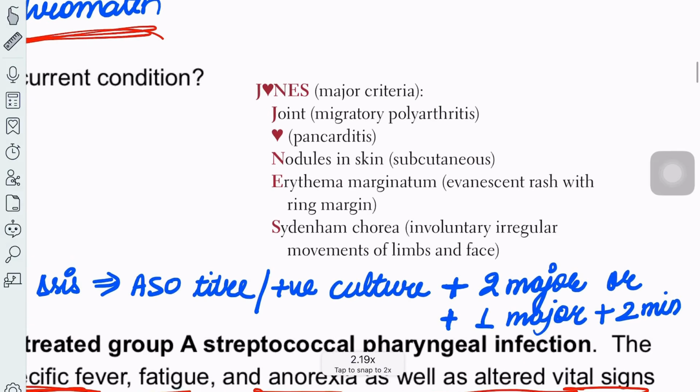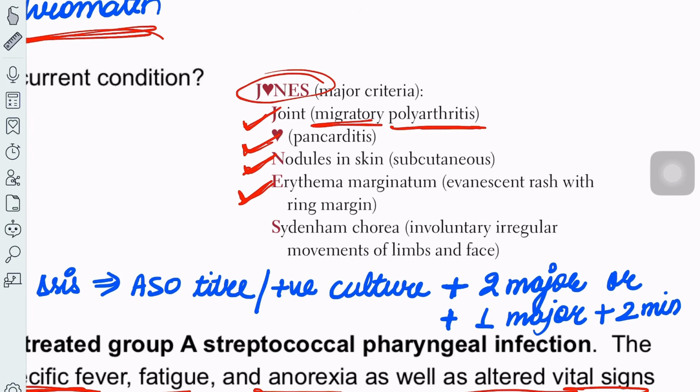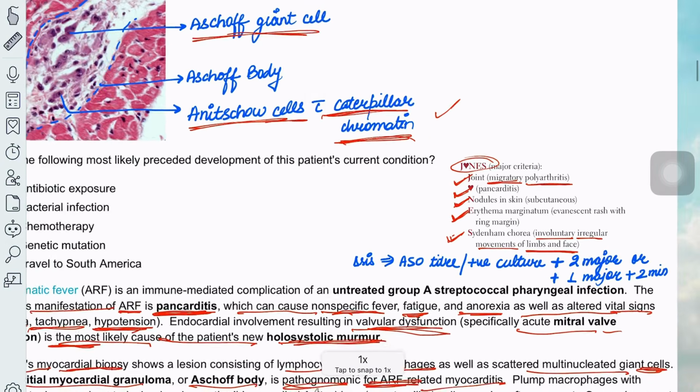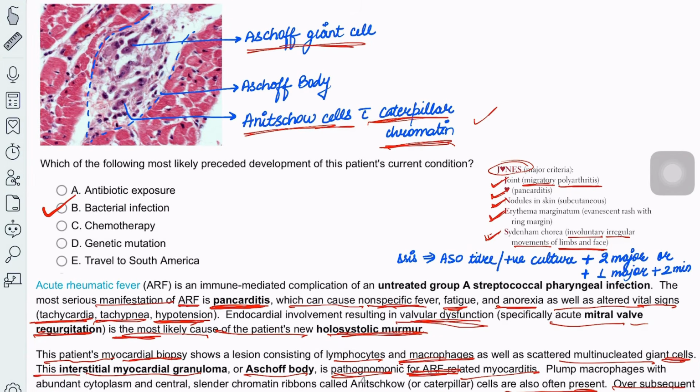regurgitation. The criteria for diagnosing acute rheumatic fever is known as the Jones criteria, in which the major criteria include joint pain, that is migratory polyarthritis, pancarditis or even endocarditis, epicarditis or pericarditis, subcutaneous nodules in the skin, erythema marginatum, which are the peripheral redness with central clearing, and Sydenham chorea, which are involuntary irregular movements of the limbs and face. For the diagnosis of acute rheumatic fever, there should be ASO titer or positive culture with two major criteria or one major or two minor criteria.